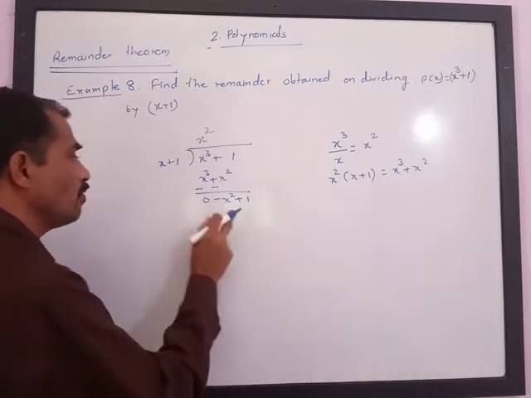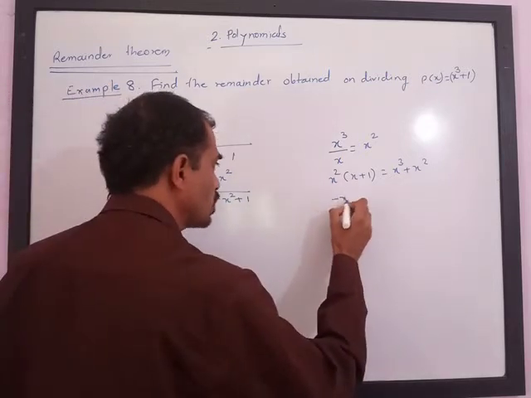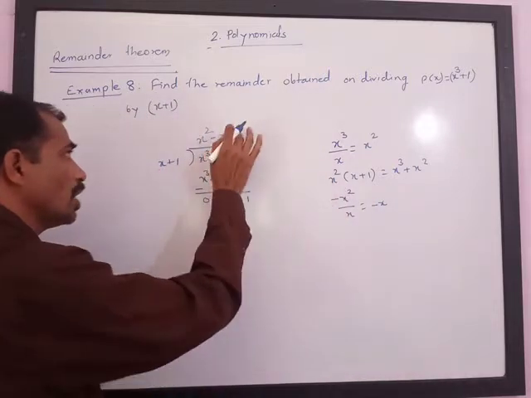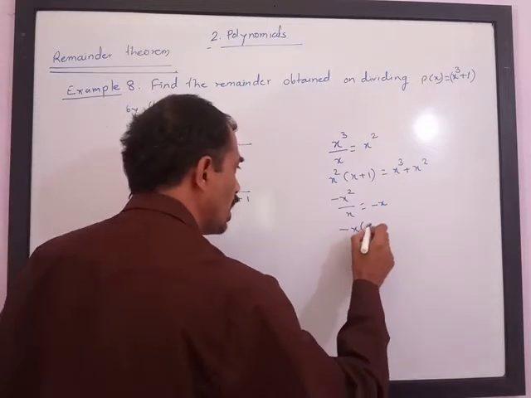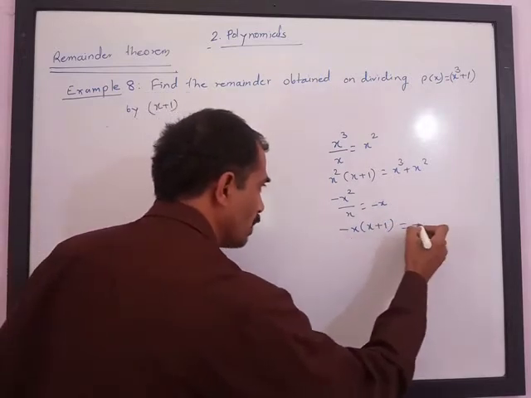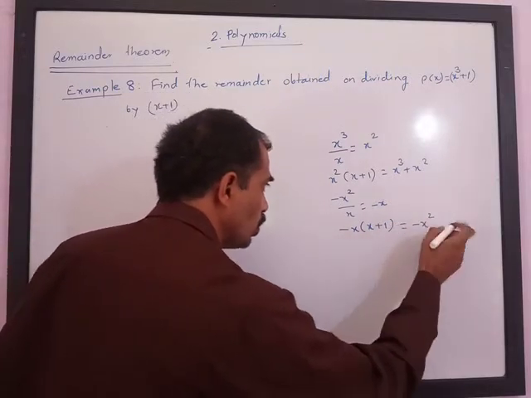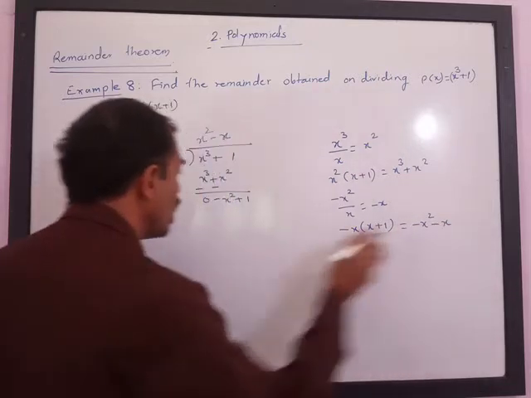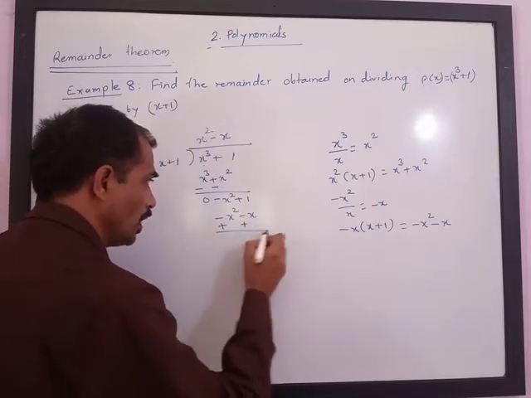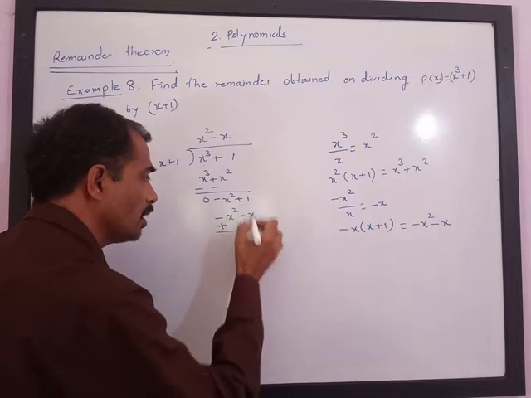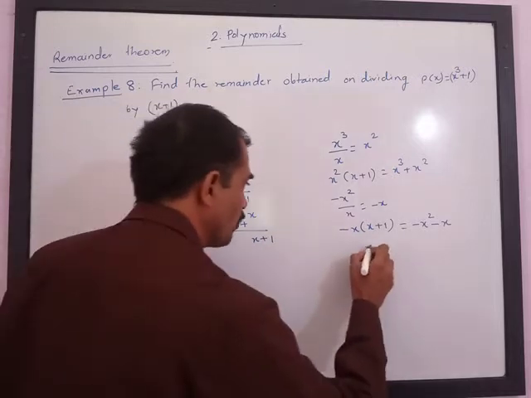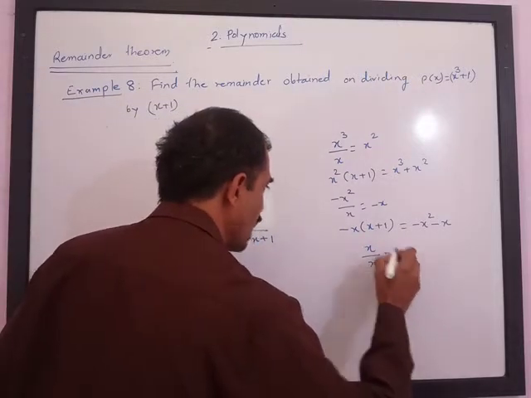Now we have to divide again first term by first term. So if you divide minus x square by x, we will get the quotient minus x. Write minus x as the quotient, multiply minus x by the divisor x plus 1. Minus x into x is minus x square, minus x into 1 is minus x. Now minus x square minus x. Change the signs, and again please note, we have to write this in descending order, so you will get x plus 1.